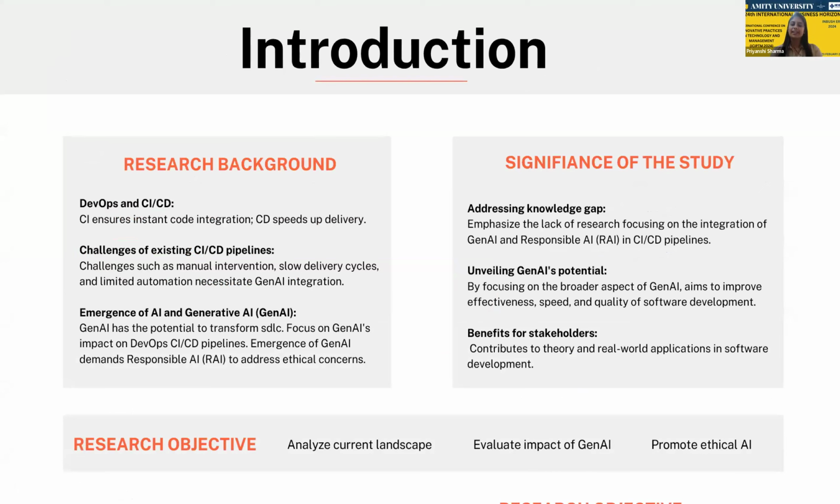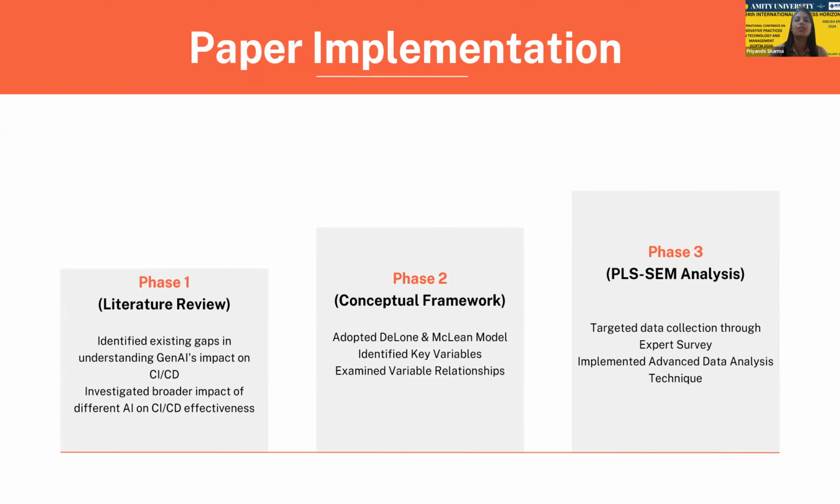So, as we know, DevOps is reshaping software development processes by implementing various practices. Since there are still some challenges in the current CI/CD pipelines, such as manual intervention, slow delivery cycles, or limited automation, there is a need for generative AI integration. This emergence of generative AI also demands responsible AI to address ethical concerns. The significance of our study is to address this knowledge gap by emphasizing the potential of Gen AI and contribute towards the theory and real-world applications in software development. Our paper has followed 3 phases: literature review, followed by conceptual framework, and then analysis by PLS-SEM.